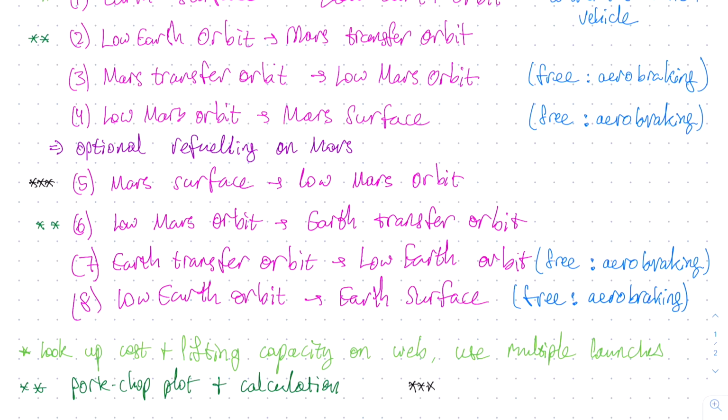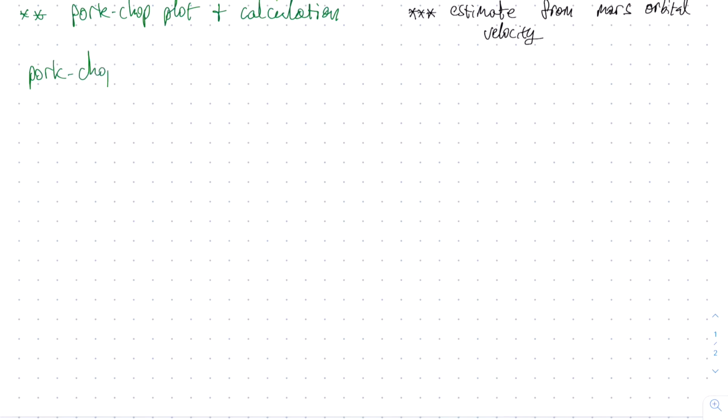Finally, we need to be able to calculate the delta V required to get to low Mars orbit, starting from the surface of Mars. And for here we just make an estimate. We use Mars orbital velocity to get the delta V. Alright, let's discuss these pork chop plots and delta V calculations.